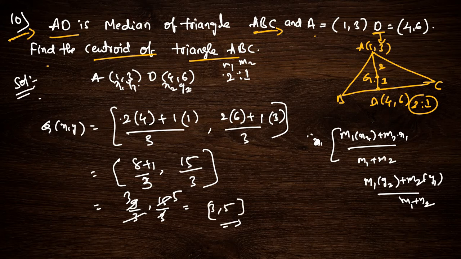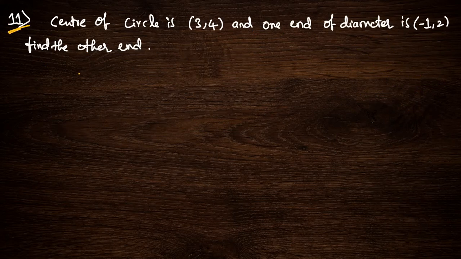Now moving to the next question, the 11th one. The question is: the center of the circle is 3 comma 4 and one end of the diameter is minus 1 comma 2. So find the other end. Okay, now the solution here.